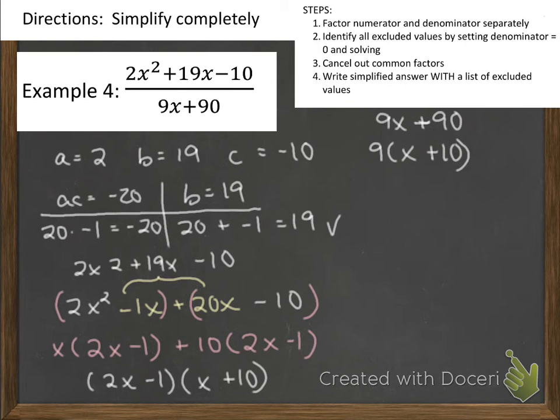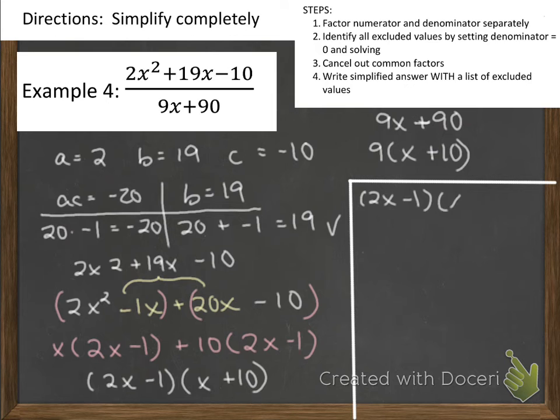Okay, so I'm going to draw some lines here because this is getting a little bit full and I don't want to confuse anybody. Okay, so over here I'm going to put this all together. So the factored form of the numerator is 2x minus 1 times the quantity x plus 10. Okay, and the factored form of the denominator is 9 times the quantity x plus 10. Okay, so as you probably anticipate, there are some restricted values, or sorry, we can cancel something out. All right, but first we have to think about what are our restricted or excluded values.